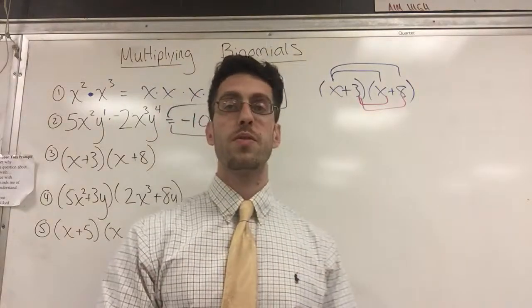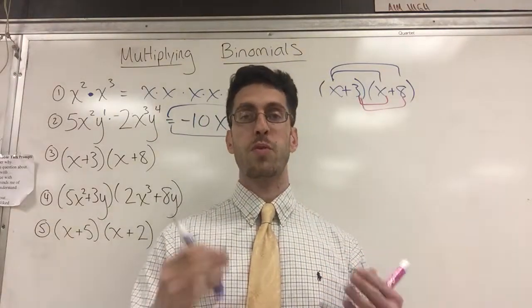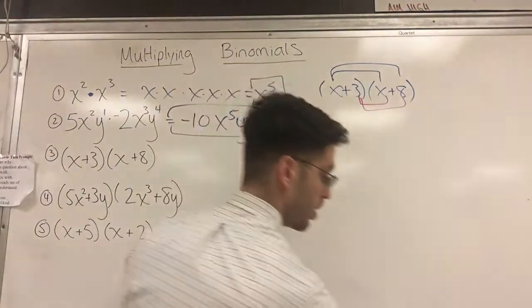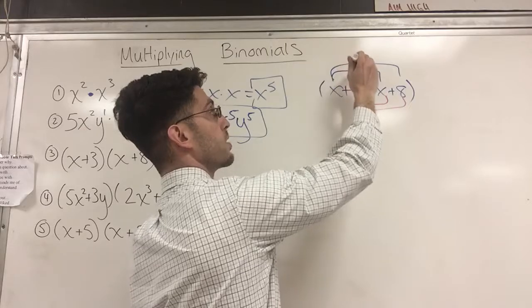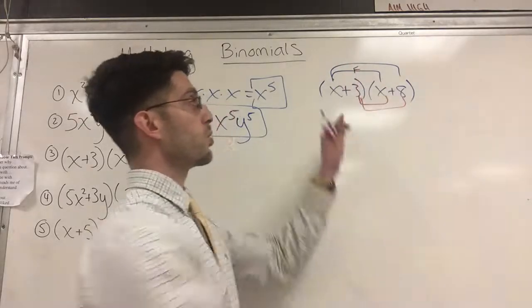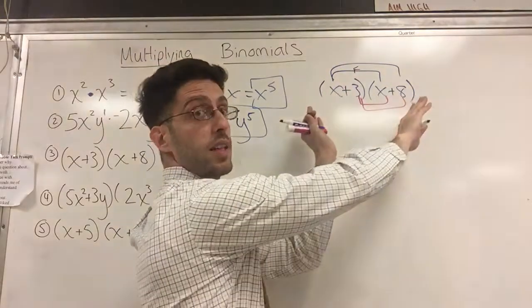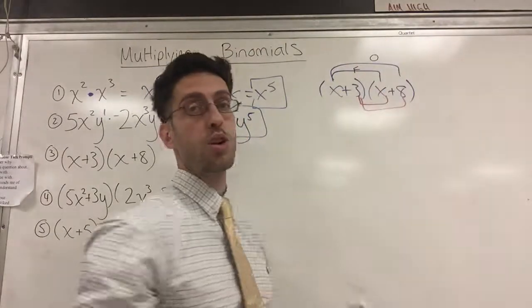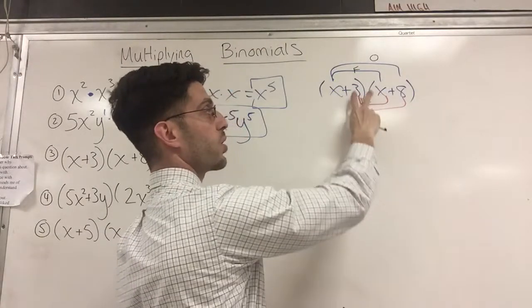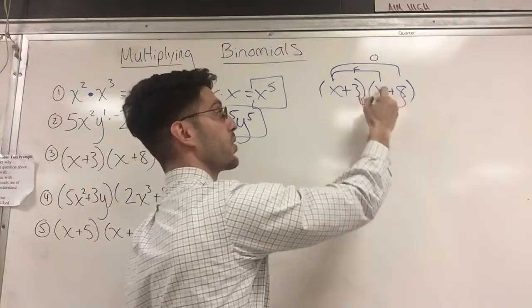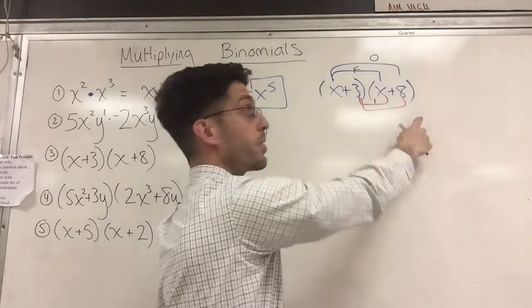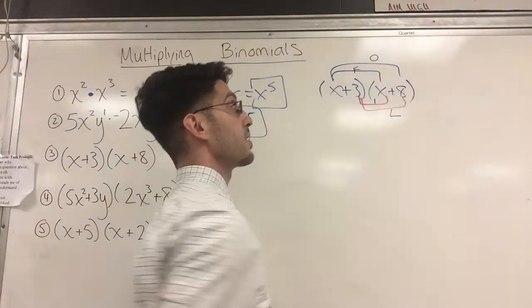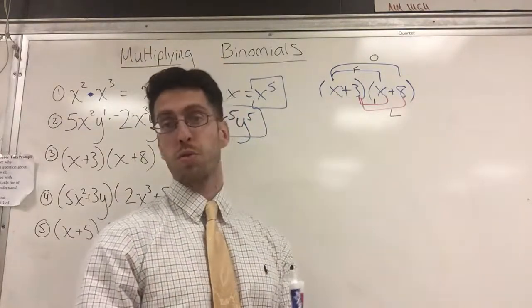And some people call this FOIL because it helps you remember which 4 things to do. You do the first term here times the first term here. That's f. Then you do the outside terms, the x and the 8, so you call that O for outer. Then you do the inner terms, the 3 and the x are on the inside, so that's your inner. And then the last thing you do is the last term here times the last term there. That is your last. Then you gotta just use your rules for multiplication.